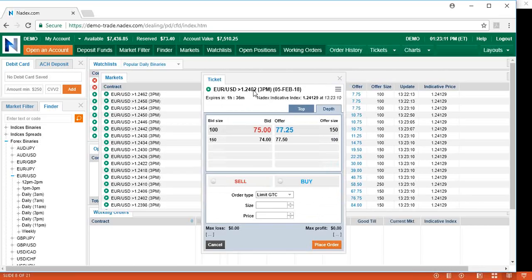What does this strike say? That it'll expire greater than 24.02. Well, it's already at 24.13. It's already way above 24.02, right? So as long as the market stays above 24.02 until 3 p.m., then this binary that I can buy for $76 will expire worth 100 bucks, right?